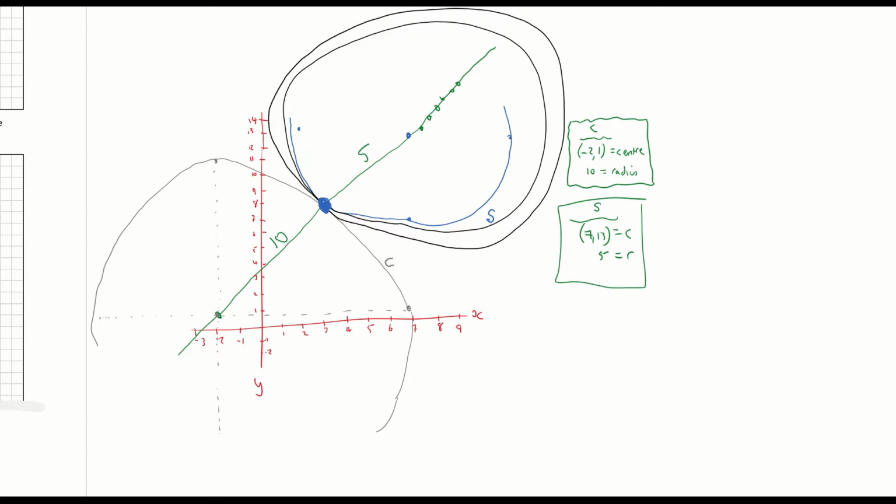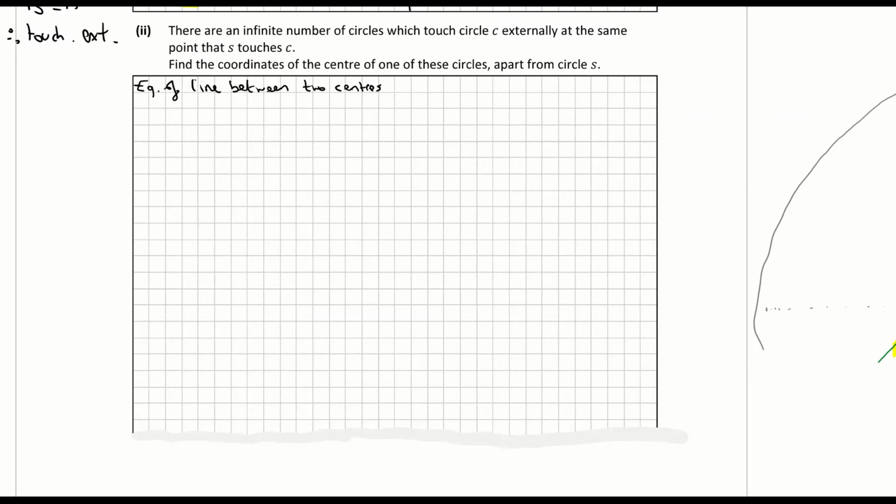And then separately, so let's just highlight that actually. So I'm going to get the equation of this yellow line between the two centers. Separately then, I'm going to get the equation of the tangent, which also goes through that point. And I'm going to use simultaneous equations to find that point in blue. So that's what I'm going to do next. So first of all, let's find the equation of that yellow line.